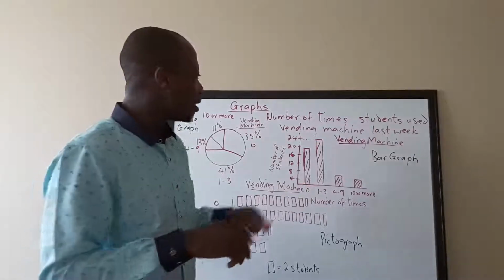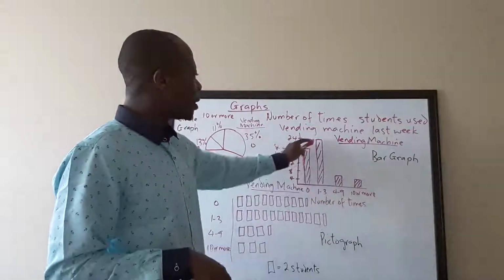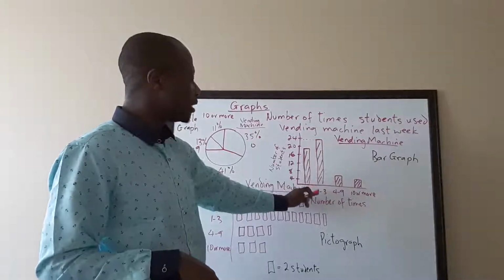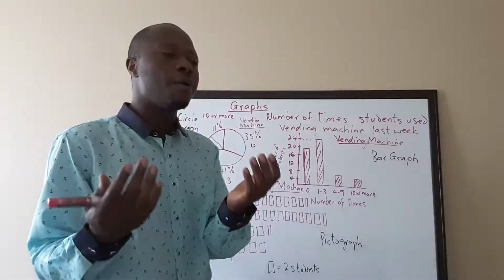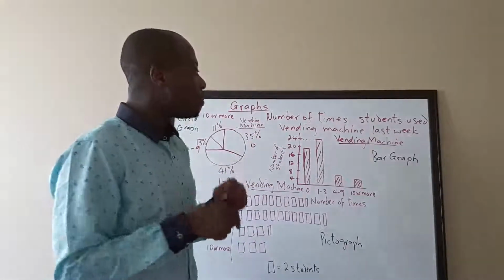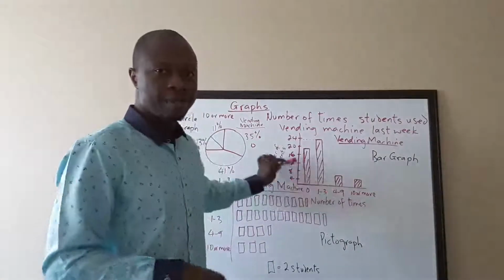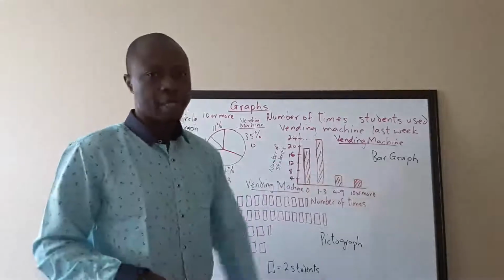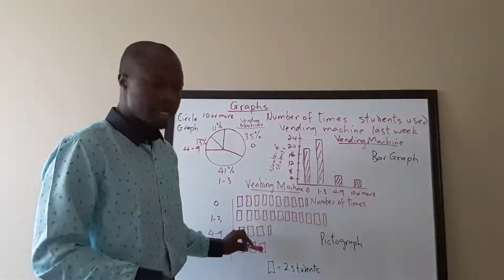So in this case, for example, all I know is about 23 students use the vending machine 1 to 3 times. It does not readily allow me to compare this number to the total number of students that we're talking about here. Whereas this one does that. The same thing applies here.